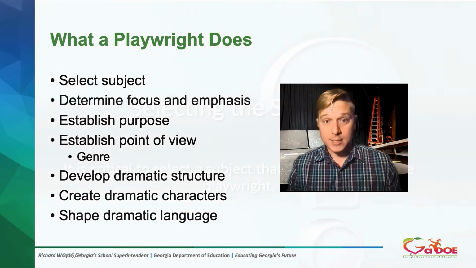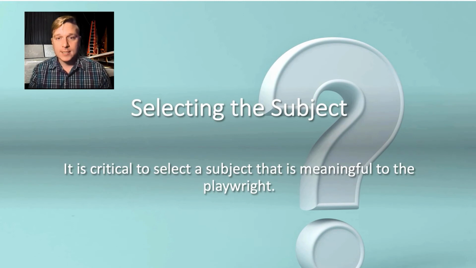In order to do this, the playwright must select a subject that is personally interesting and engaging. Just as the director cannot effectively direct a script that they don't find interesting, an actor cannot engage creatively with a role where there is no connection, the playwright, likewise, will not be able to fully commit to the process of writing a play if they don't find it interesting. So a good rule of thumb for beginning playwrights is to write the play you want to see.